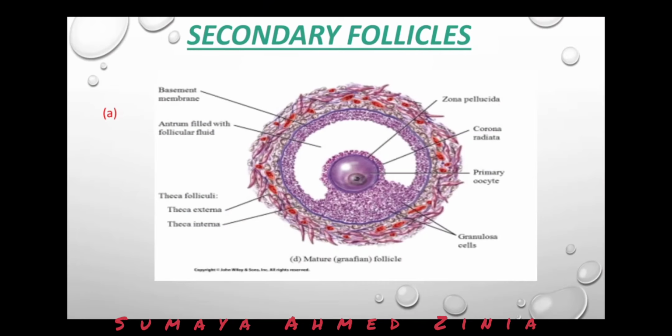Secondary follicles. As the follicles grow due to increase in the size and number of follicular cells, numerous fluid-filled spaces appear between the follicular cells. All these spaces coalesce to form a single cavity known as the antrum folliculi, which is filled with liquor folliculi. This stage of development is known as secondary follicles.